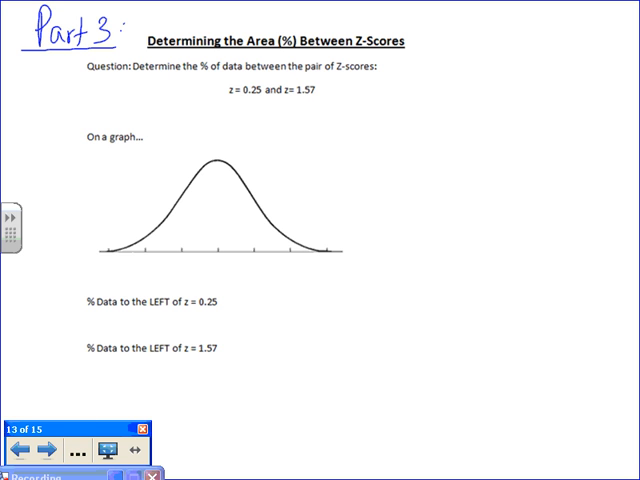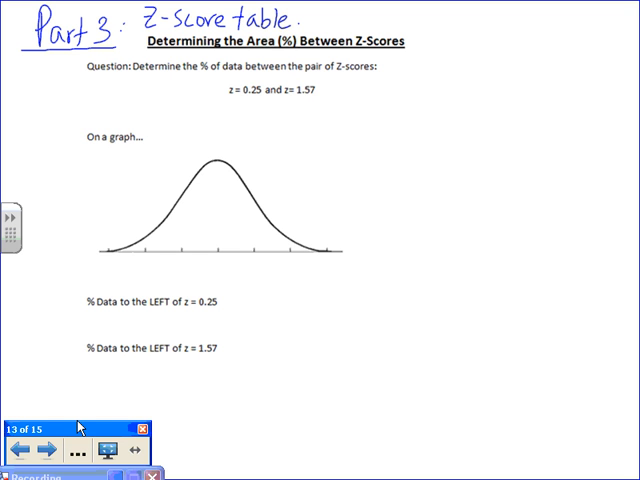I'm going to ask you to have your Z-score table handy. If you don't have it out, take a moment and pause this, get out your Z-score table in your yellow data booklet so that you can refer to it because we're going to use it today. Okay, let's go ahead and get started.